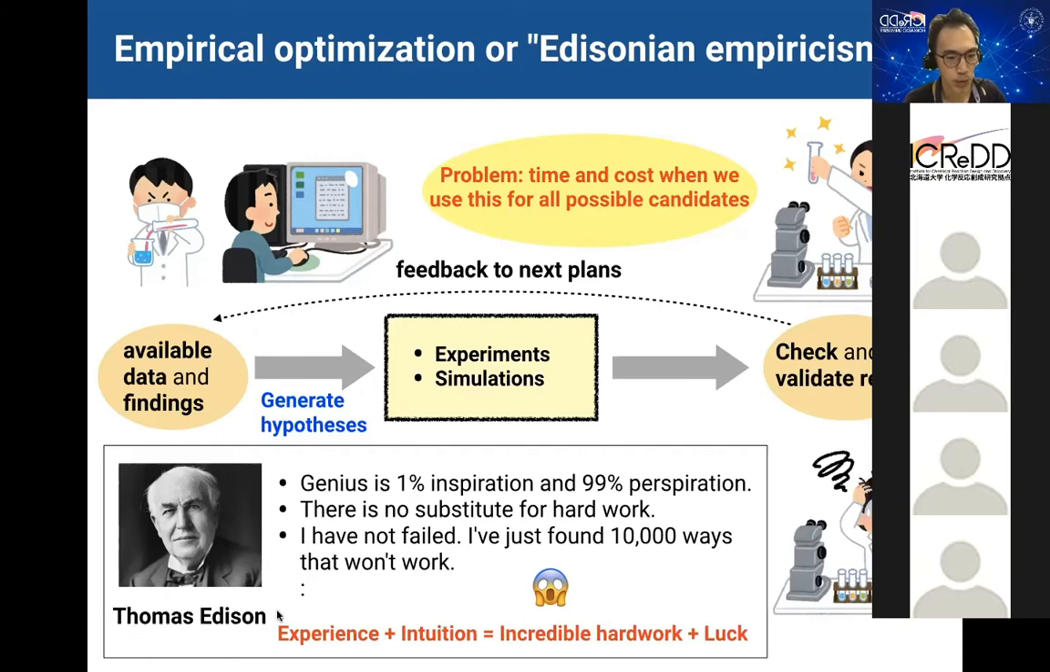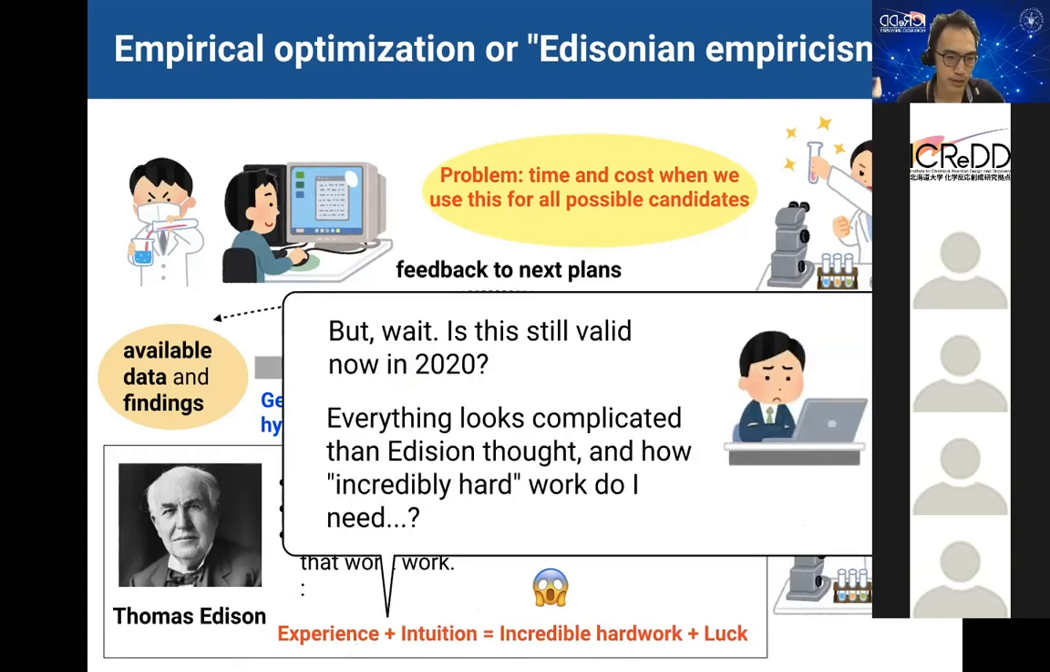Especially, Thomas Edison says, and you have probably heard of this kind of quote, that this actually means experience plus some nice intuition makes good science, which translates into needing really incredible hard work, like Edison suggested, plus some luck to find something interesting. But now it is 2020, so is this statement still valid? Because everything looks more complicated than in Edison's era, right?